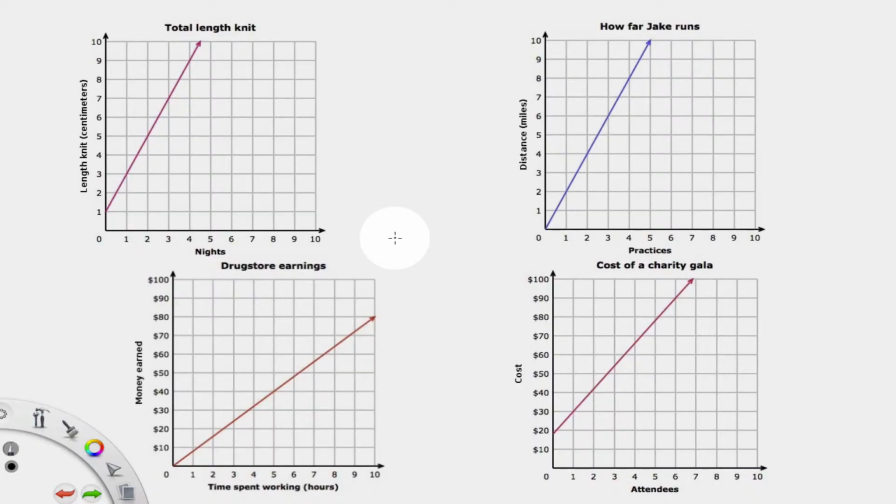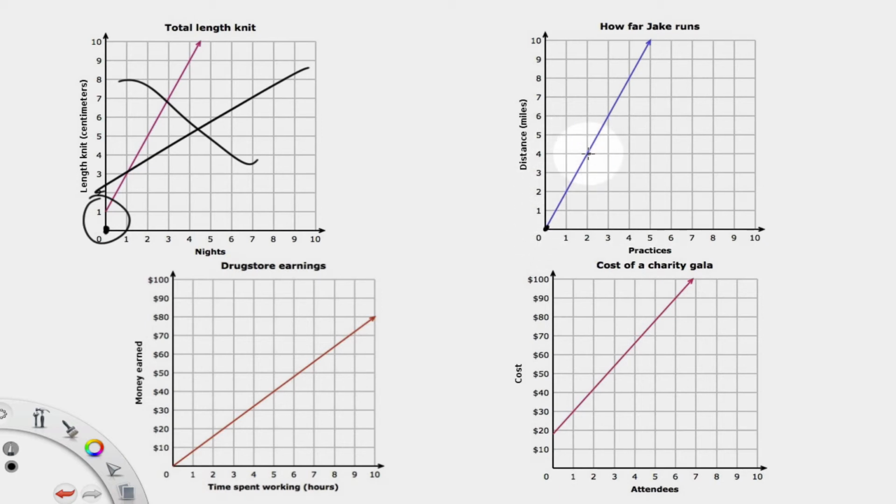So these are a little jammed in here, but if we look at this first one, we have length knitted to nights. I see that it does not pass through the origin, so it is not proportional. That's all we have to look for. If it passed through this point, it'd be proportional. How far Jake runs, distance and practices, goes through the origin, and sure enough, this one's proportional.